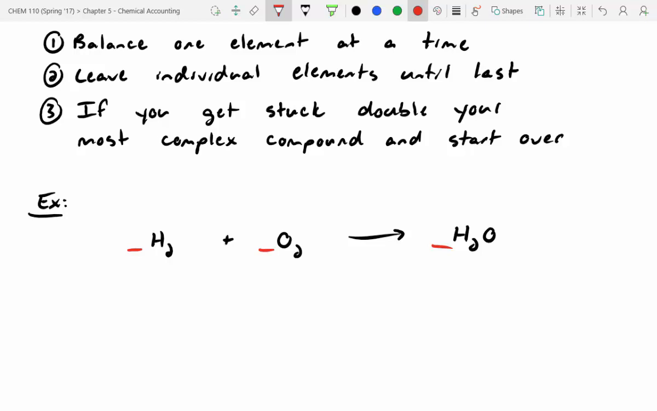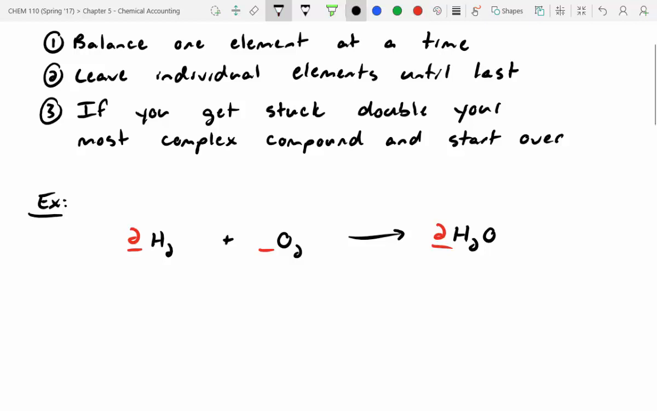Okay, so if we double the hydrogen, now we've got 4 hydrogens on the starting material side, but we've only got 2 on the product side, so I agree we should double the water. Okay, so now we've got 4 hydrogens on the left, 4 hydrogens on the right, 2 oxygens on the left, and 2 oxygens on the right. So this is entirely balanced. You don't have to include a 1 in front of the O2. It's implied if you don't include it.